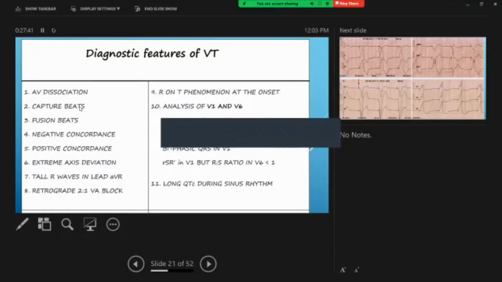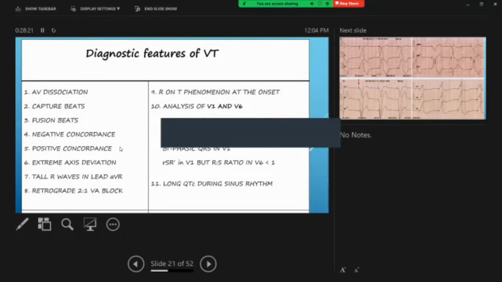Then those conducted sinus beats may fuse with the electrical impulse released from the focus in the ventricle, giving rise to a fusion beat. To diagnose a fusion beat on the ECG, you should see beats during ventricular rhythm, and you have to compare this beat with the beats during sinus rhythm. The configuration of this fusion beat lies between the normal sinus beat and the ventricular beat.